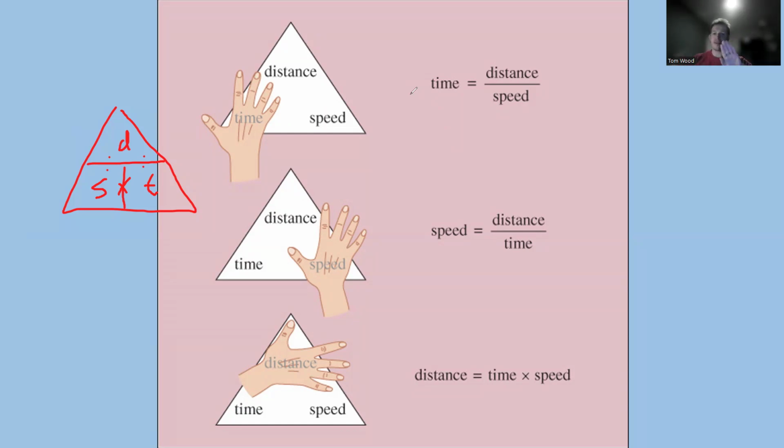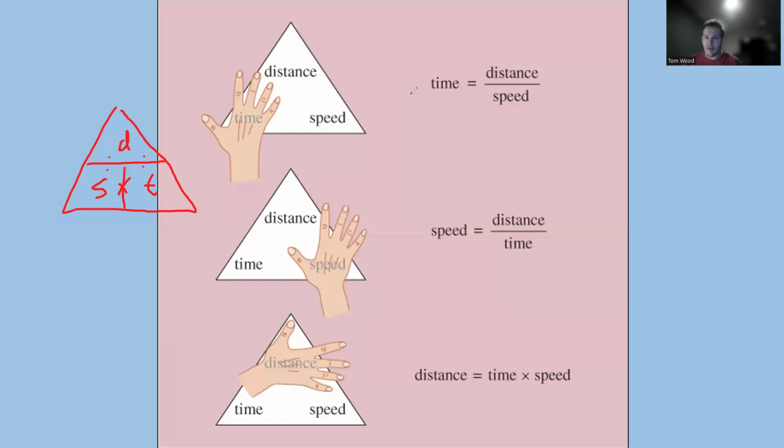If I cover up time, it tells me the sum. It is distance divided by speed. So I cover up the thing I'm looking for. If I cover that up, distance divided by speed, 50 divided by 50 is going to be 1. So it took 1 hour in this case as an example.